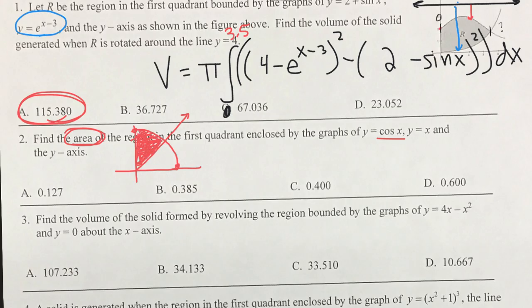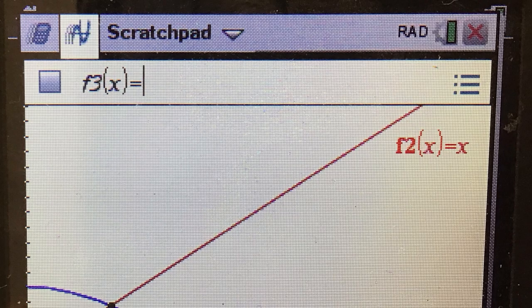So once again, the question is, where do these two things intersect? From 0 to where? So area is just the integral of the top equation, which is cosine, minus the bottom equation, right? No squaring, no pies, no radiuses. Area is just the top minus the bottom. So our question is, where do these graphs intersect? What is our upper bound here? Let's go to the graph and figure it out.